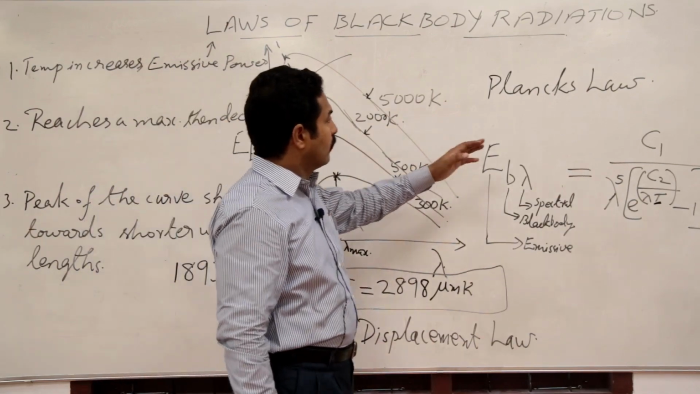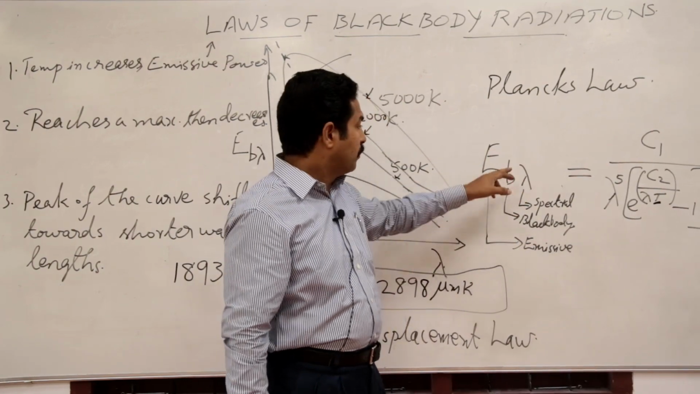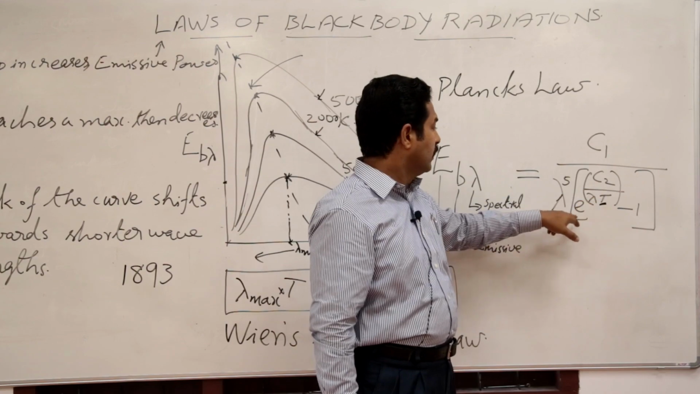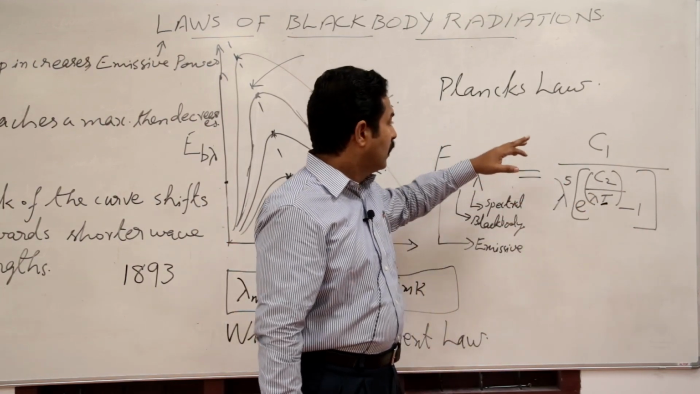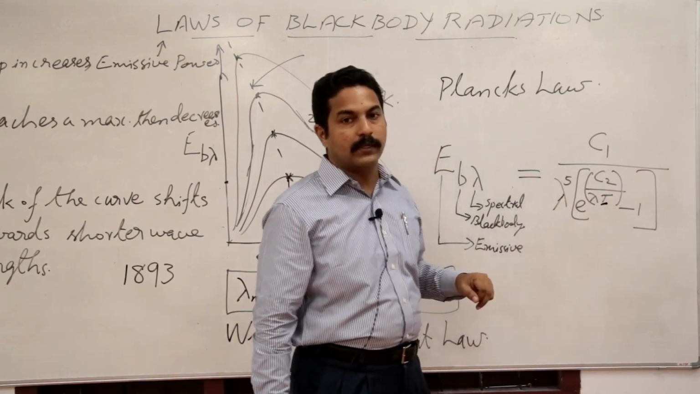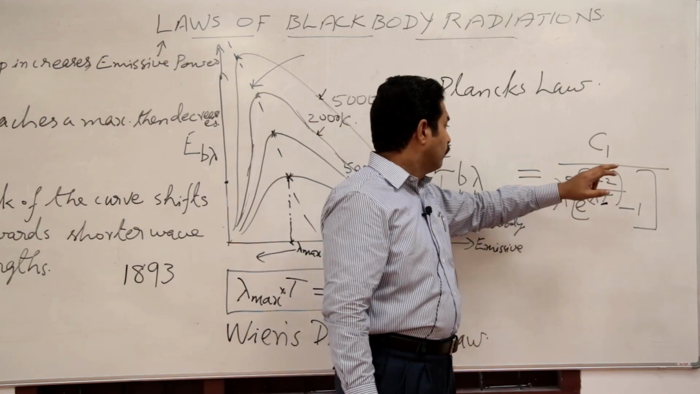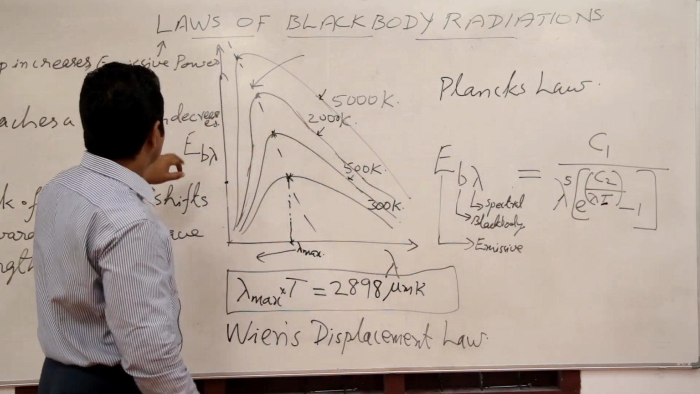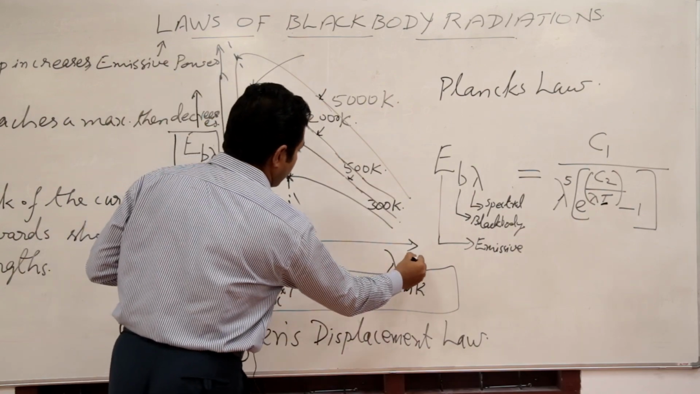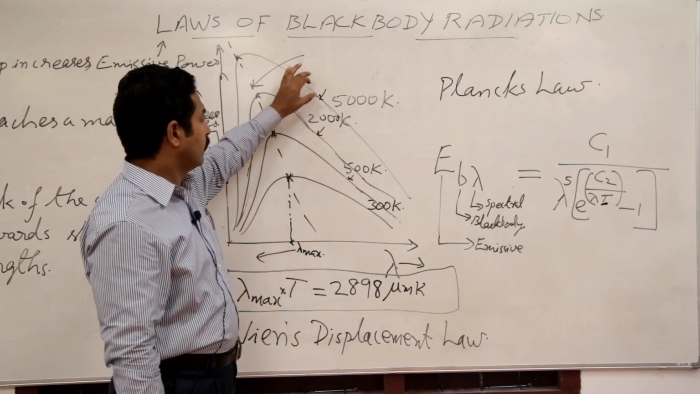I will just recapitulate. From Planck's law we already learned, Planck's law is for spectral blackbody emissive power. This is the expression: C1 by lambda raised to 5, into 1 by e to the power of C2 by lambda T minus 1. In this we are keeping temperature constant. Temperature may be 300, 400, 500, 1000, 2000 Kelvin or something like that. Then if we plot E_b lambda versus lambda, we will get a family of curves for 300, 500, 2000 and 5000.